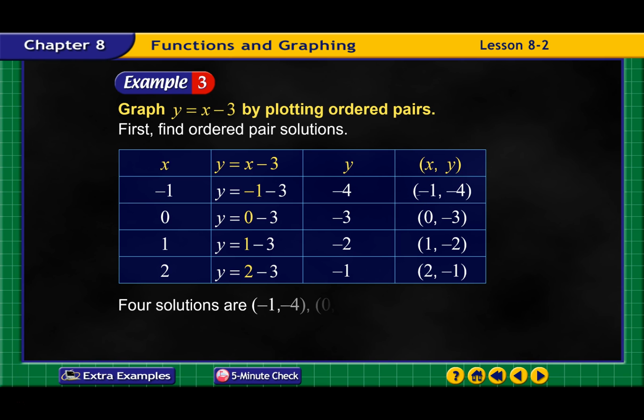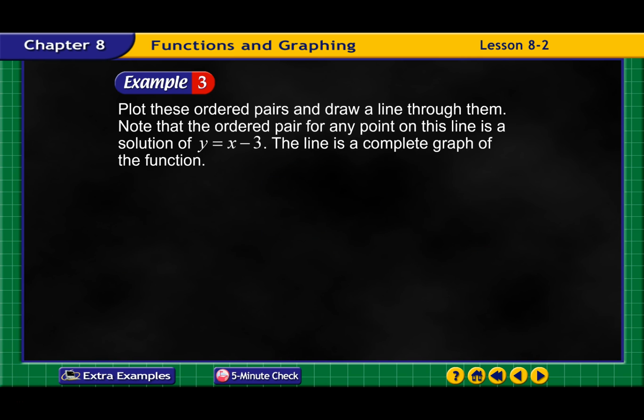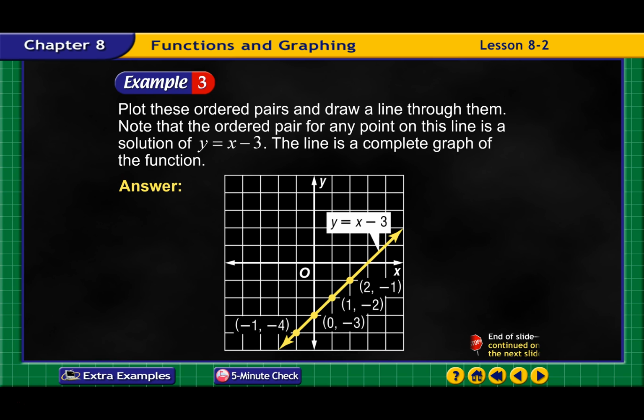Now I'm going to go to the graph. So 4 solutions to this are these 4 ordered pairs. I'm going to plot those ordered pairs and draw a line through them. Note that the ordered pair for any point on this line is a solution of y equals -x plus 3. The line is the complete graph of the function. So it would look something like this. You have to write all the numbers in here and draw a straight line with arrows on the ends.